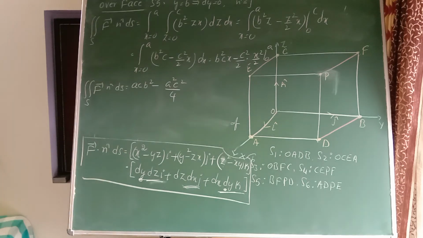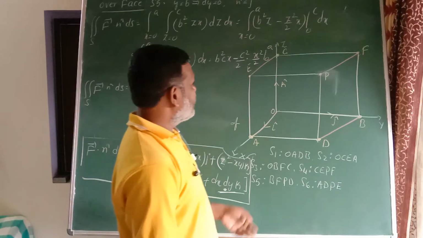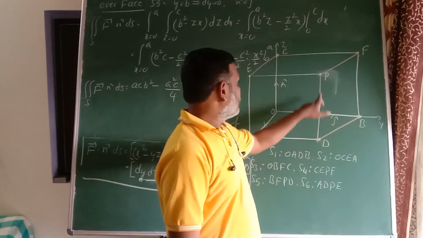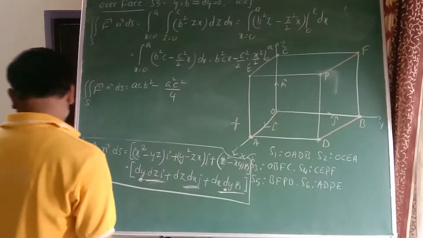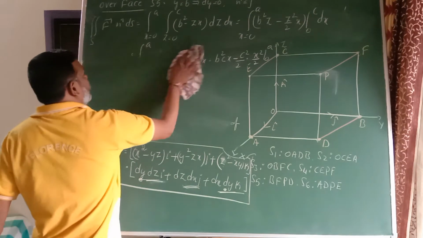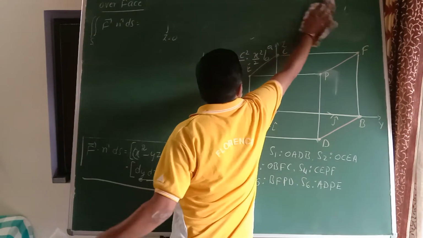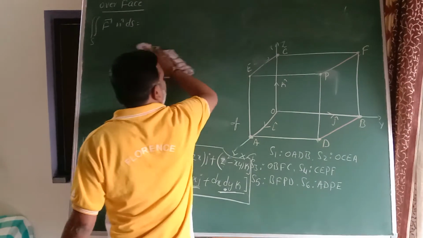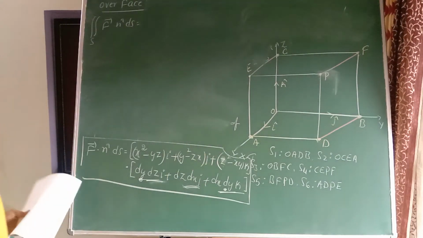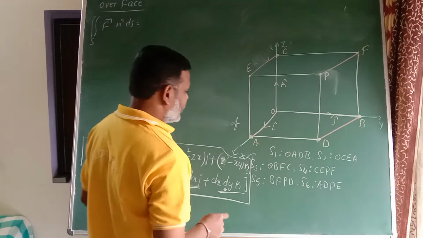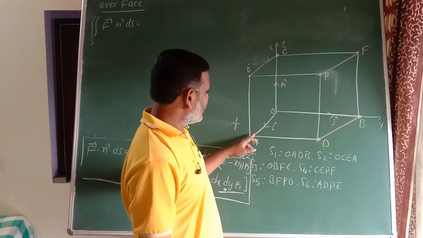So now we have to find out the last face S6, ADPE. What is that? ADPE, from A, D, P and E, this surface. Okay. This is a very important task. I hope you all understand this one. Okay, now have a look on this. So the next thing is over the face S6. S6 is what? ADPE.